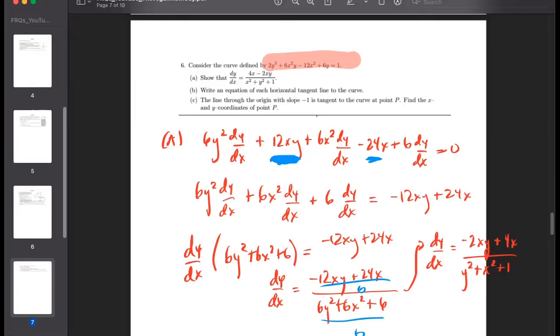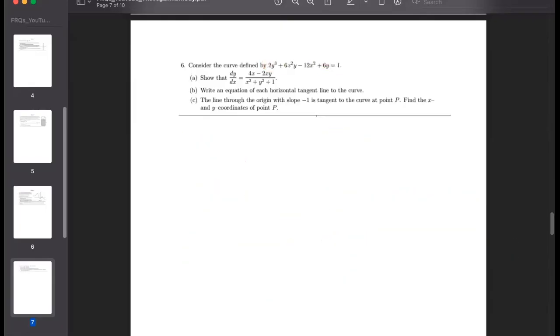Okay, so let's go ahead and go to part B. Part B: write an equation of each horizontal tangent line. A horizontal tangent line occurs when dy/dx is equal to 0. So really all we're trying to find is when is (4x minus 2xy) over (x squared plus y squared plus 1) equal to 0.